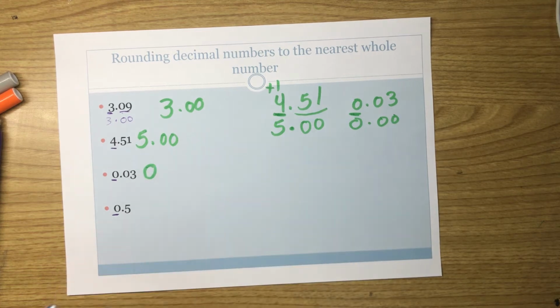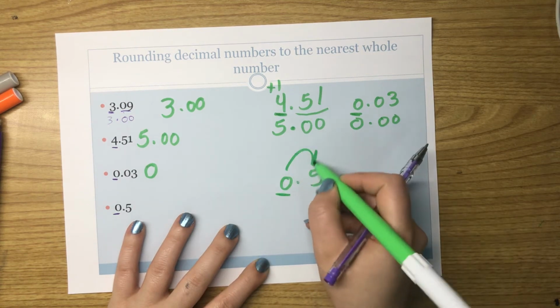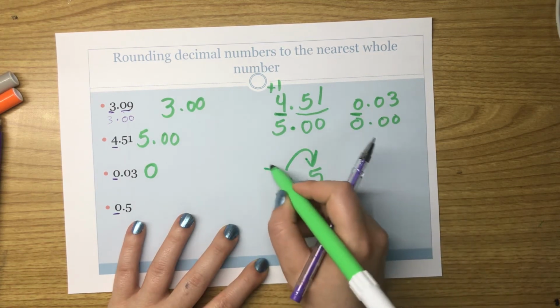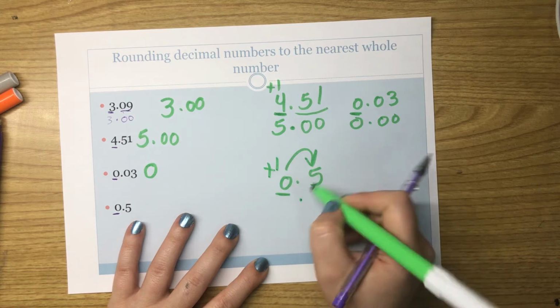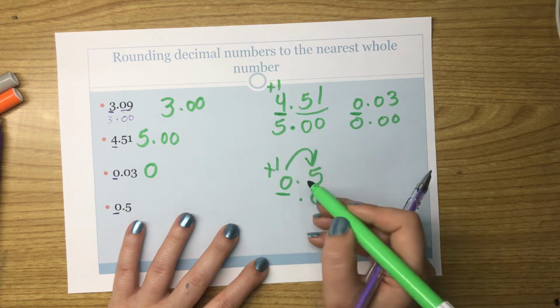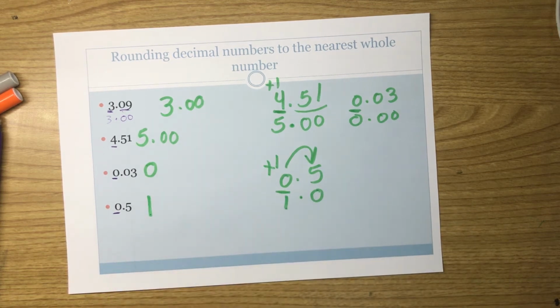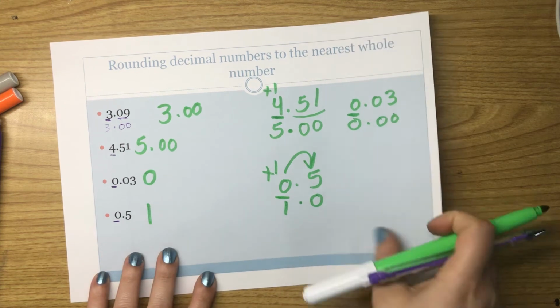The next one, half. 0.5. Find your number. Look right next door. 5 or more, add 1 more. Point. And the numbers on the right side are going to be 0. 1 plus 0 equals 1. So the nearest whole number for 0.5 equals 1 whole.